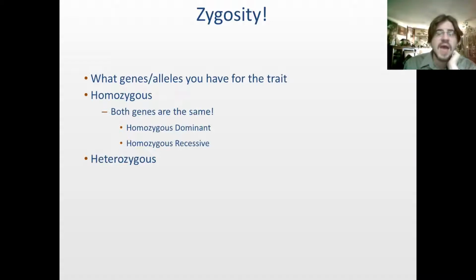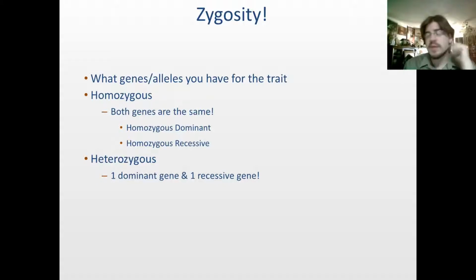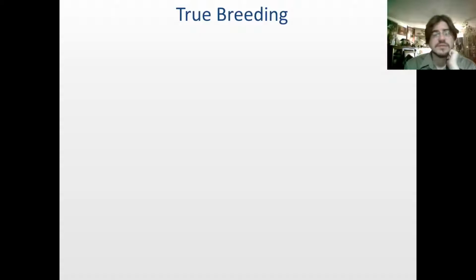And in a heterozygous situation, one of the alleles is dominant and one of the alleles is recessive. So, pretty simple. One dominant allele, one recessive allele.